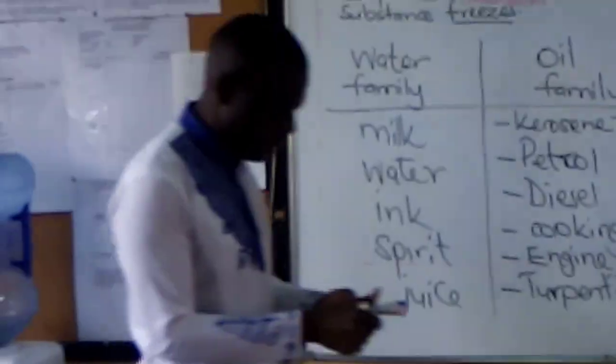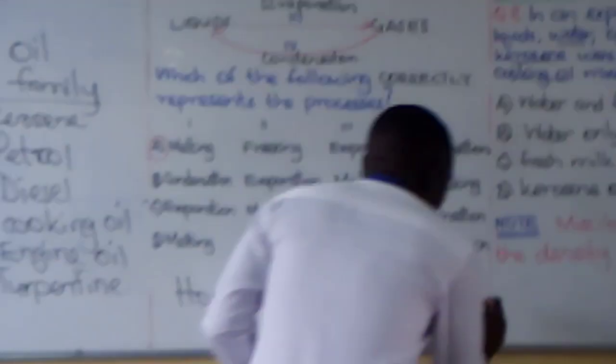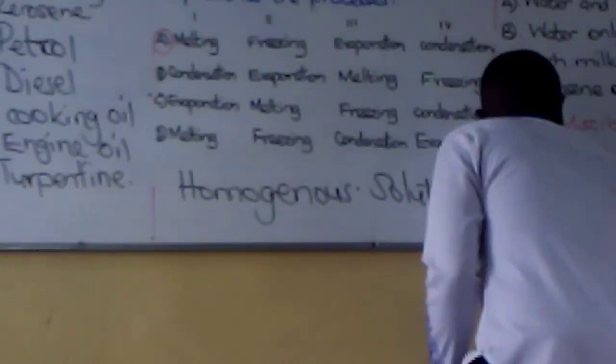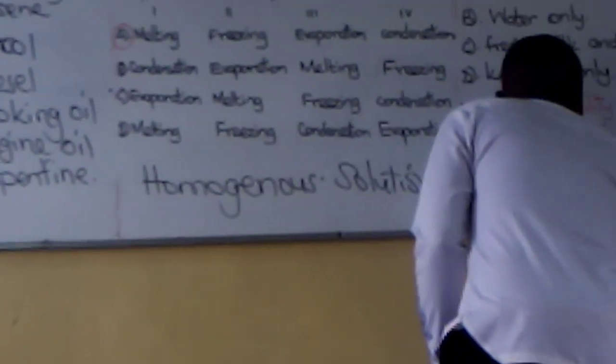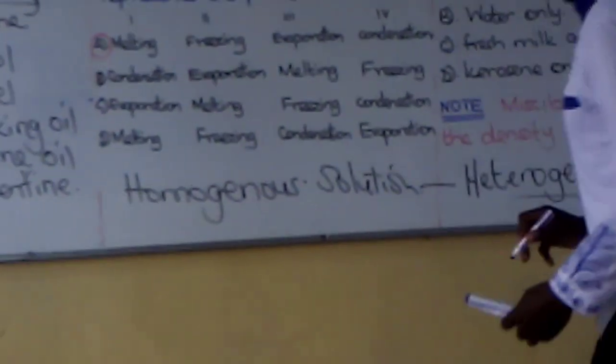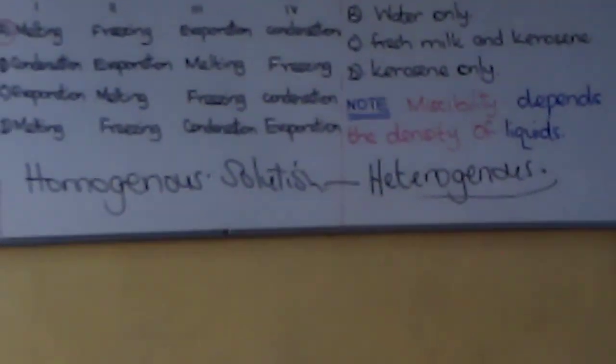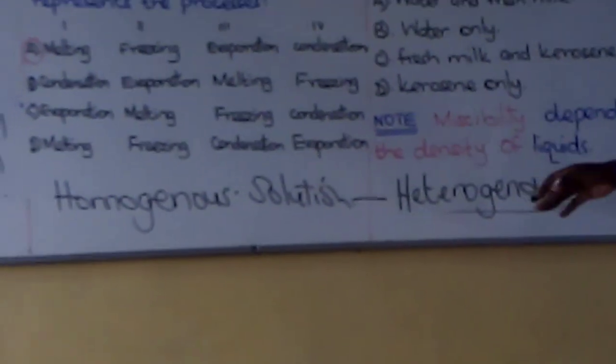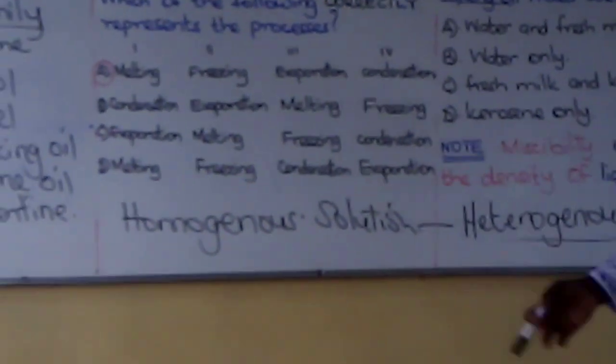There will be a solution called heterogeneous. Let me write it here. The opposite of homogeneous is heterogeneous. They'll form a solution known as heterogeneous. Hetero because they cannot mix. They are forming layers. I hope you do understand.